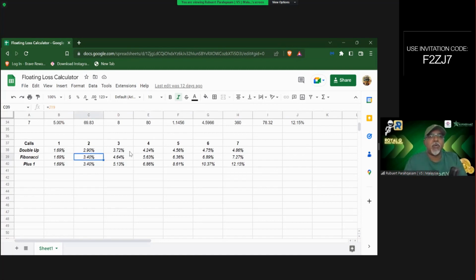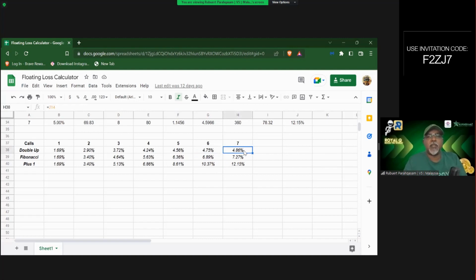But by the time I go to call number 3, you see double up is only 3.72% floating loss. Fibonacci is 4.64. Plus 1 is getting bigger, 5.13. If I go to call number 4, you can see this is only 4%, but this 5%, but this is almost 7%. By the time I go to call number 5, this is 4.5%. This is 6.3%. Plus 1 has already gone to 8%, 8.61%. So the deeper I go, the bigger the range.